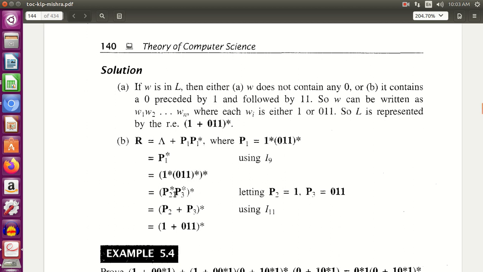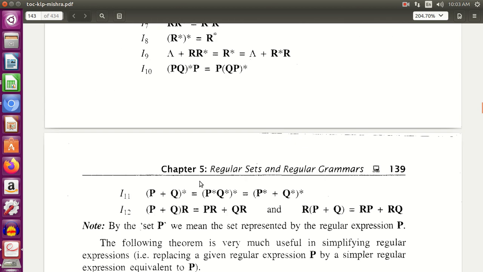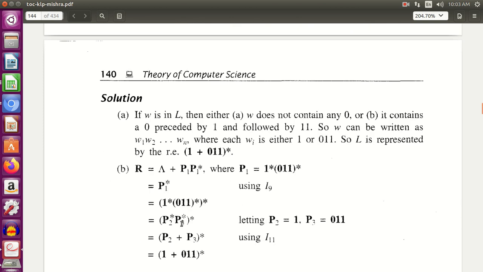So we can just write it like P2 star, P3 star, whole star. If 1 is P2 and 0 1 1 is P3, we can write it like this: P2 star, P3 star, whole star. Now again, coming back to the identities, we have seen this. If this is P2 star, P3 star, whole star, it can also be written either in this way or in this way. So here what we require is writing it in this form: P2 plus P3 whole star. So what is P2? P2 is 1. What is P3? P3 is 0 1 1. So 1 plus 0 1 1 whole star.